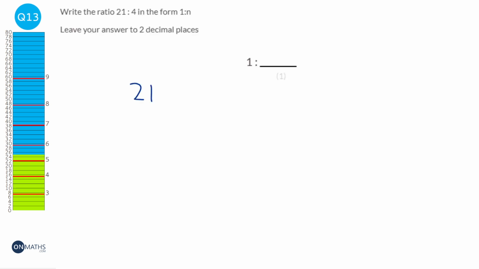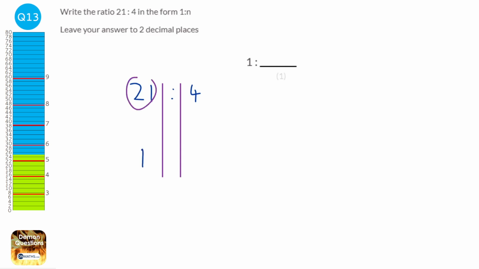So we're given 21 to 4 is the ratio. And we're just going to have our lines in, because what we need to do is make the left hand side be 1. Okay. And to do that, for 21 I need to divide it by itself, divide it by 21, and we're going to do the same to the right hand side. So 21 divided by 21 is 1, perfect, that's what we wanted.